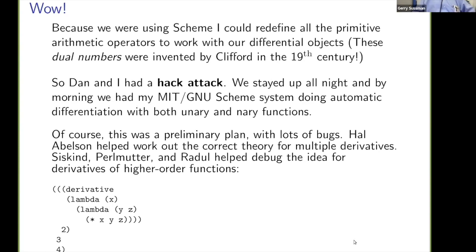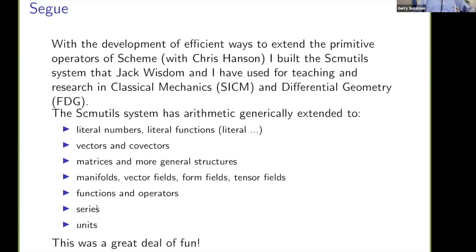And this was a preliminary plan, of course. It had bugs. Later, Hal Abelson helped work out the correct theory for multiple derivatives. And Siskind, Pearlmutter, and Radul have helped us in debugging the ideas of derivatives for higher order functions like this. But the idea was a wonderful thing at that moment. It felt good. And this, with the development of efficient ways to extend the primitive operators, is what Chris and I have been working on, so that you could take the primitive operators and extend them without much cost.